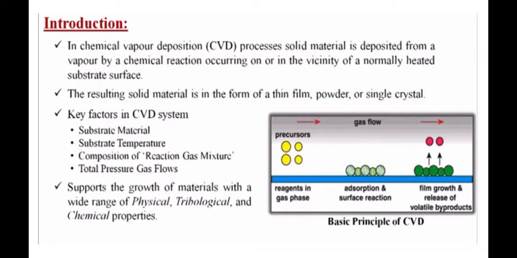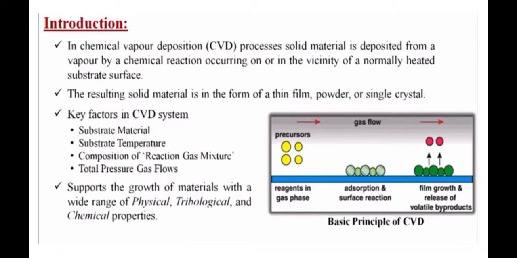What are the key factors in this CVD system? The first one is the substrate material which we are going to coat or modify. Next is the substrate temperature: what temperature it can sustain, or what temperature I can put my substrate at so that it will not change any of its properties, physical or chemical. Next one is the composition of the reaction gas mixture.